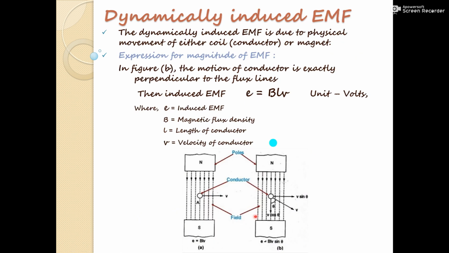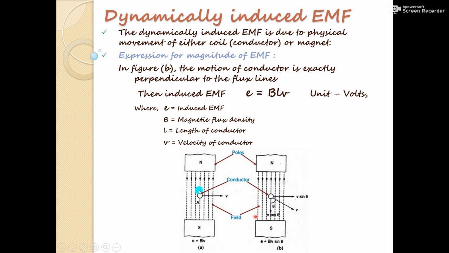In the dynamically induced EMF, you will see there is a presence of EMF induction in the coil or a conductor because of the physical movement of the coil or a magnet. Let us see the two cases. In the first case, you will observe the direction of conductor is exactly perpendicular to the magnetic field. In the second case, it is not exactly perpendicular, but it is making some angle, that is theta. So theta is the angle made by the conductor with respect to magnetic field.